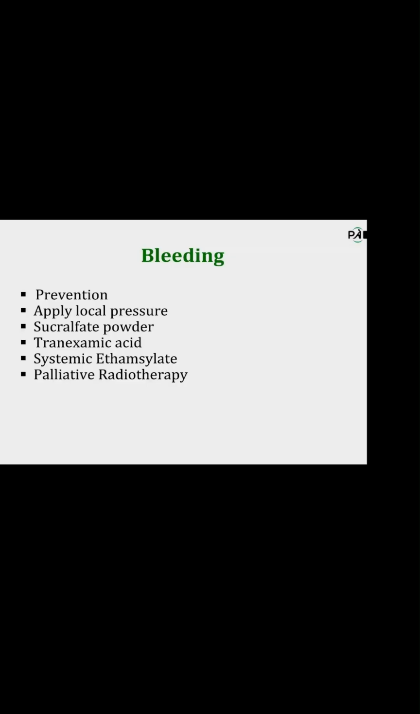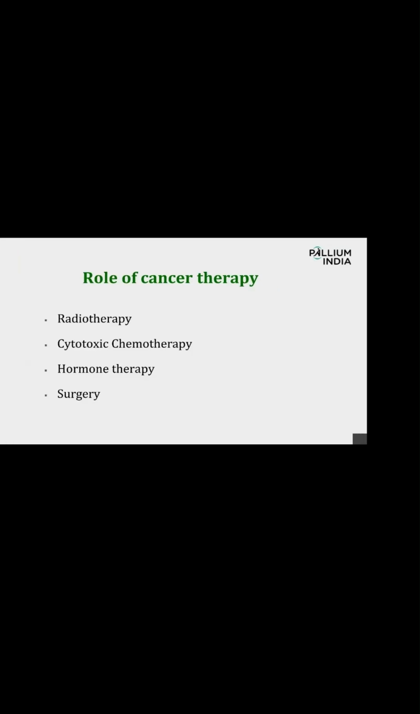Okay. Then if the bleeding is not stopped and it is increasing more and more day by day, it means you have to go for palliative radiotherapy. Here, the role of cancer therapy: what is available for fungating ulcer is radiotherapy, cytotoxic chemotherapy, hormone therapy, and surgery. If it is affecting major blood vessels, they will definitely go with the surgical treatment plan.